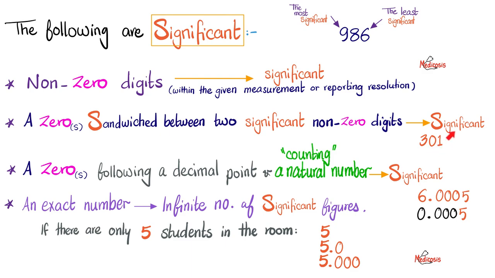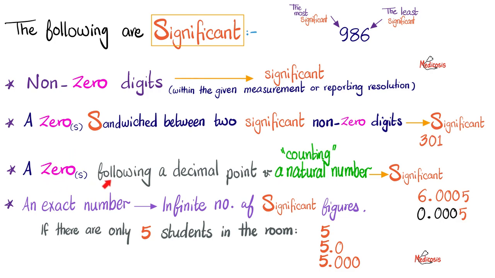You can convert kilometers into meters. You can convert grams into kilograms. You can convert anything to anything. You cannot convert 301 into 31. It's not going to happen, which means this zero is significant.